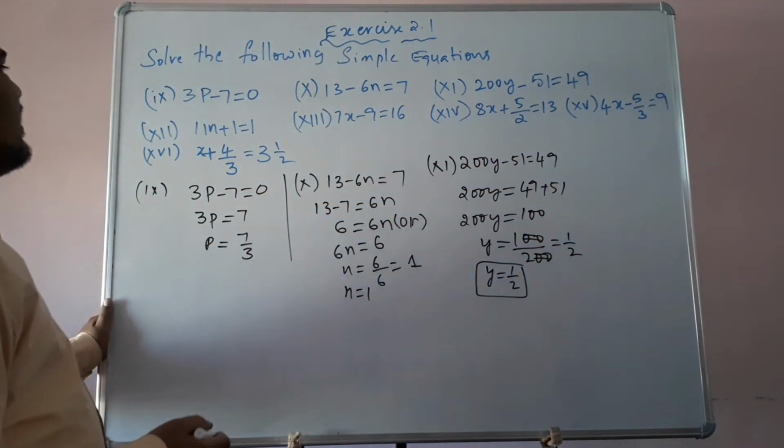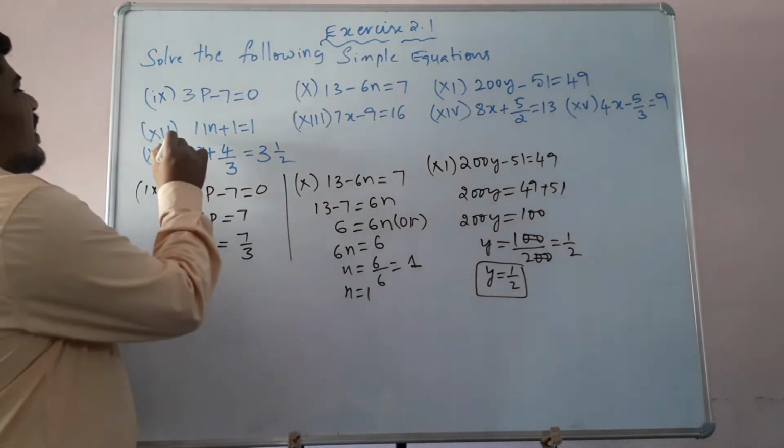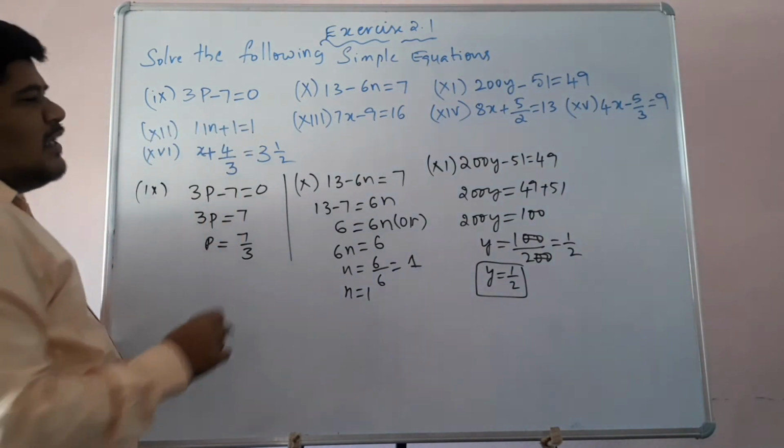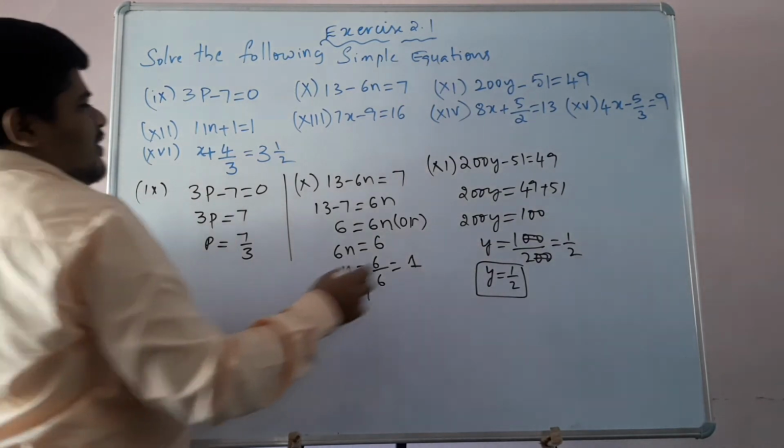Okay now. Now let's see the next problem, children. 12th one. 11n plus 1 is equal to 1. 11n plus 1 is equal to 1. See.